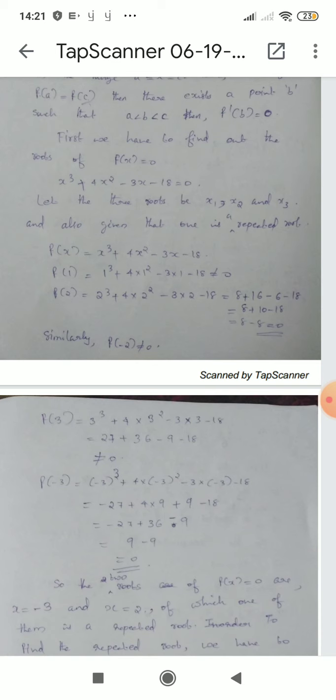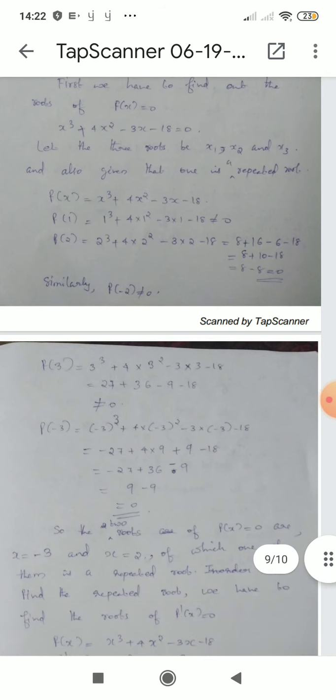Next, I check f of minus 2, whether f of minus 2 is 0 or not, but f of minus 2 is not equal to 0. So, minus 2 is not a root, 1 is not a root, but 2 is a root of this f of x is equal to 0, right? Then again, I am going to check whether 3 is a root of f of x is equal to 0 or not. Okay, so consider f of 3.